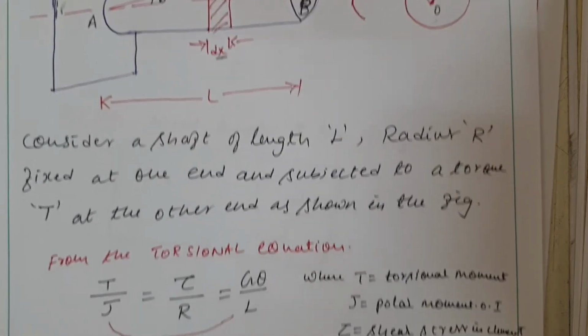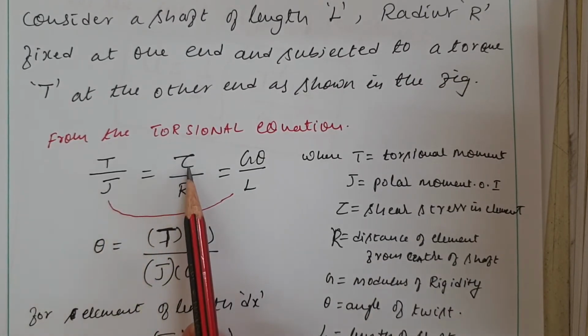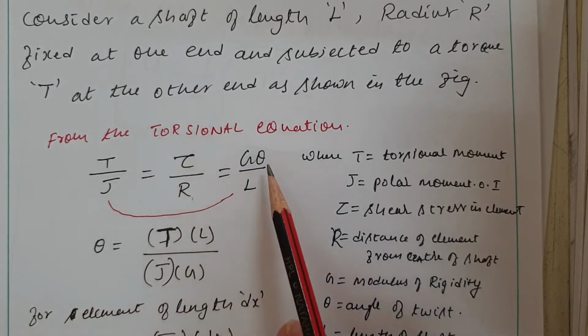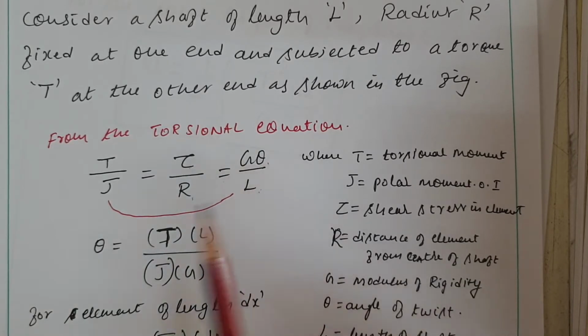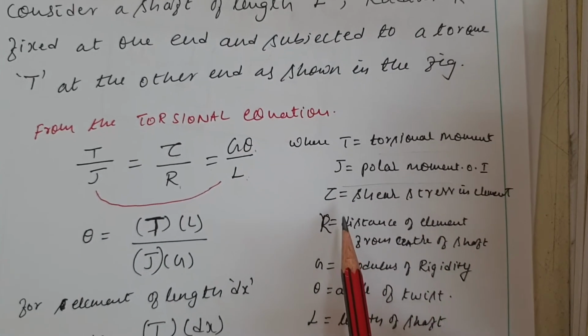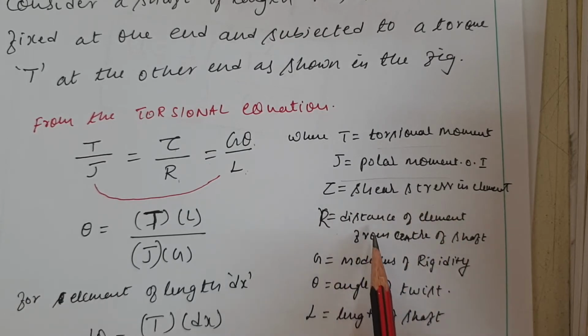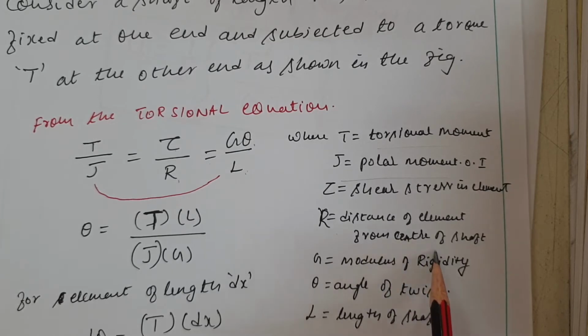From the torsional equation: T by J will be equal to tau by R, which will be equal to G theta divided by L, where T is the torsional moment, J is the polar moment of inertia, tau is the shear stress in the element, R is the distance of the element from the center of the shaft, G is the modulus of rigidity, theta is the angle of twist, and L is the length of the shaft.